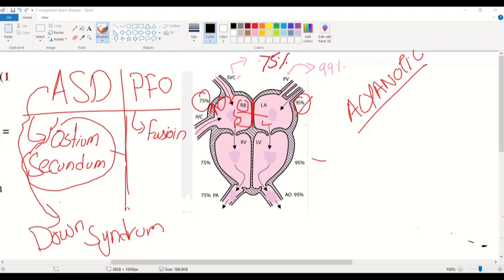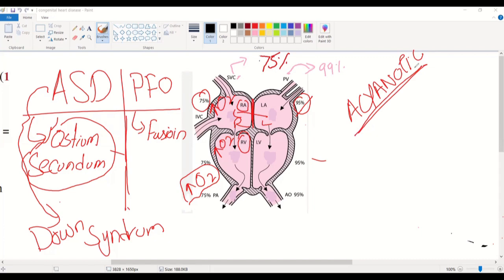From the right atrium, blood goes to the right ventricle, so it will also increase the oxygen saturation in the right ventricle. It also increases the oxygen saturation in the pulmonary artery. So these three changes take place in the atrial septal defect. And again, USMLE loves to ask these kinds of questions.